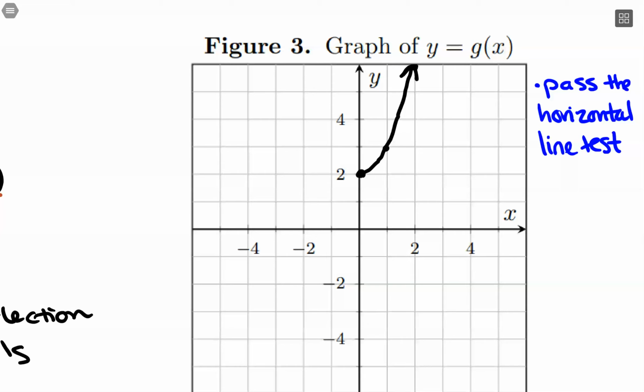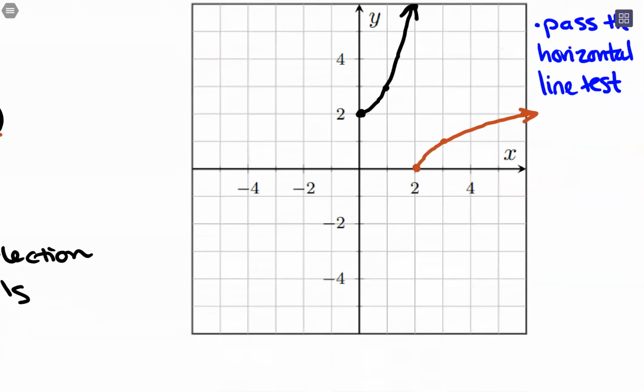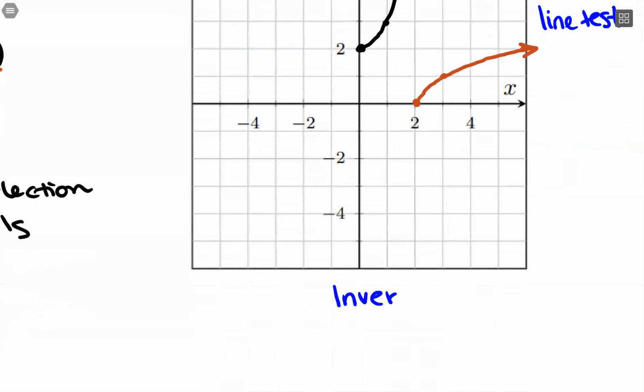So now let's look at that reflection over y equals x. If I have the point (0, 2), I'm going to have the point (2, 0). If I have (1, 3), then I have (3, 1). If I have (2, 6), then I'm going to have (6, 2). So now, if I look at this reflection over y equals x, if I switch those coordinates around, now I have something that passes the horizontal line test, which means it's a function. So that makes it invertible, because once we take the inverse, it is a function that we can work with. So this one is invertible.